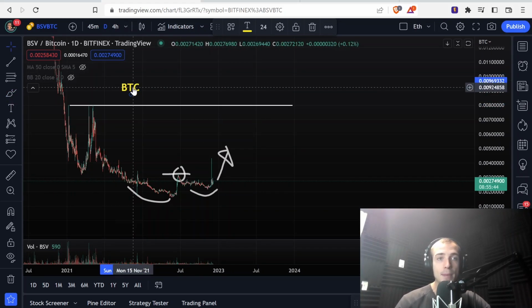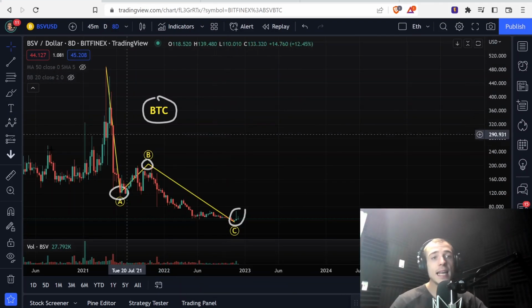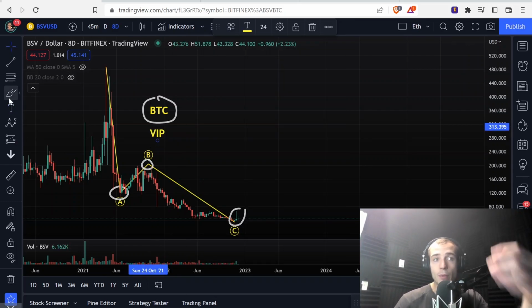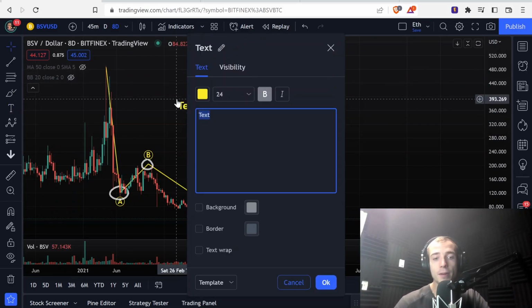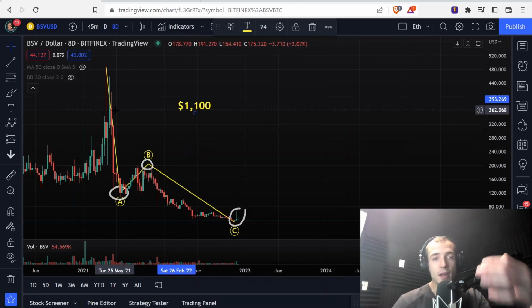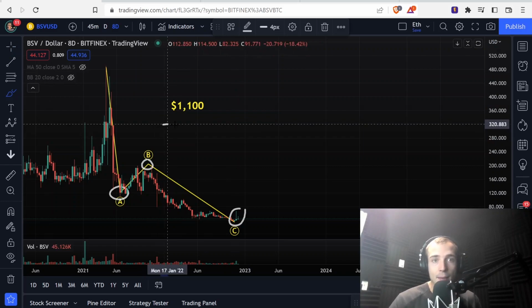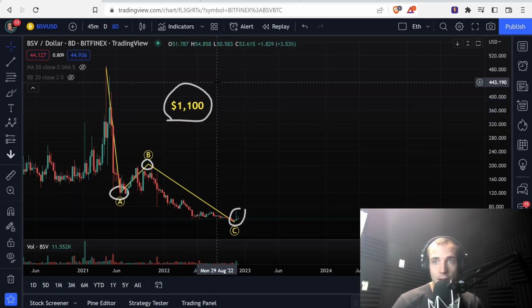I just believe that BSV will get a larger portion of that market share. So I'm not going to get into my big picture long-term targets like I would for the VIP, but I will tell you guys my target that I feel comfortable sharing publicly. My target for BSV is $1,100 per coin. I obviously think that it can go a lot higher than this in the big picture, but this is kind of that first place that I'm watching and the area I'm willing to share with you guys publicly here on this channel and let you guys know that I do believe BSV will go to $1,100 per coin.